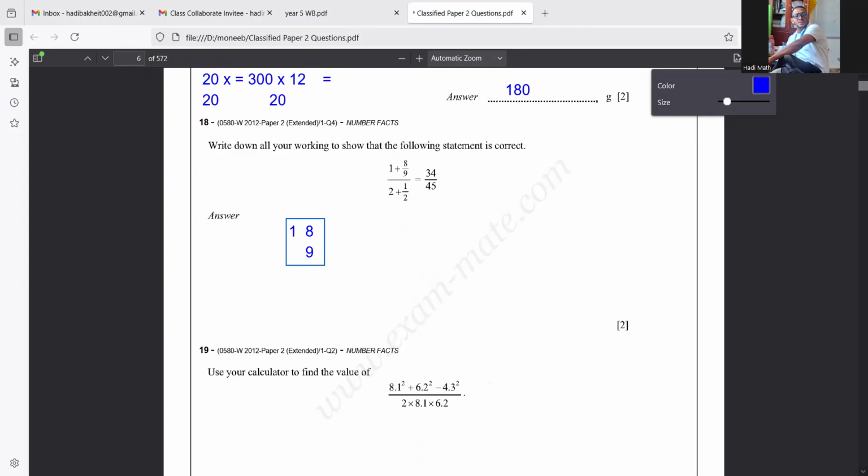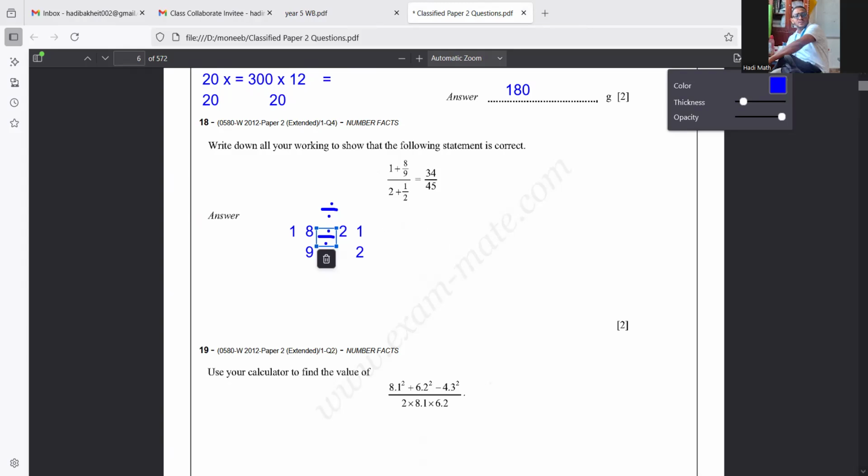Then this one is divided by 2 and 1 over 2. It is division. Okay, so step number 1, you need to change them to fractions because your final answer looks like a fraction, not a mixed number.